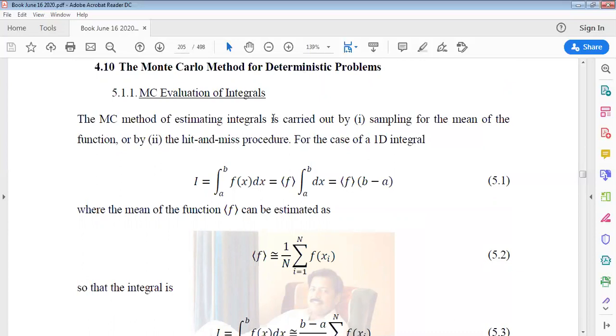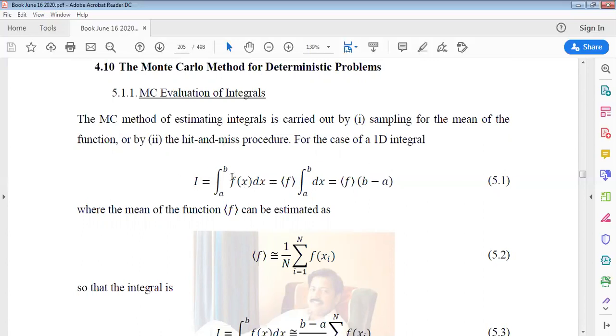Now, the MC method of estimating integrals is carried out by sampling for the mean of the function, or by a simulation called the hit and miss procedure, where we see how many have come in the domain of interest and how many have not. Now, in its easiest form, a one-dimensional integral can be written as I equal to the integral of f of x dx between a and b.